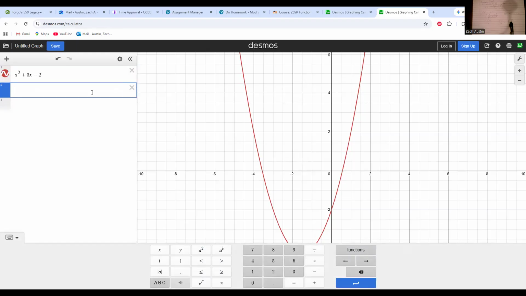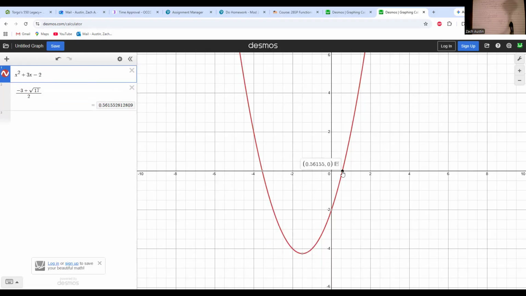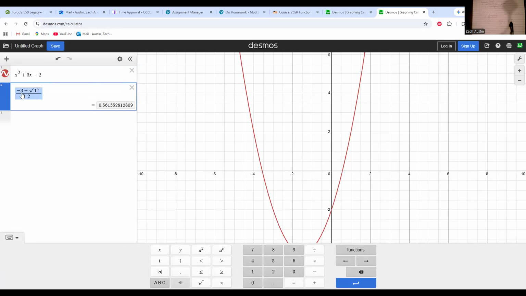This is the same answer we're going to get if we type this in. So -3 plus the square root of 17 over 2 is going to give me 0.56, which is the same value we got over here, right? But this has to be rounded at some point, and this answer is irrational. So if we want an exact answer, this is our only way to write that, right?